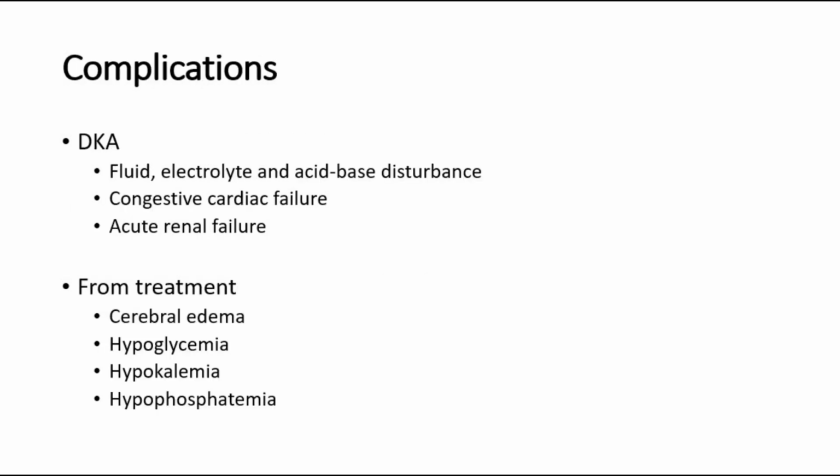Let's look at some of the complications of diabetic ketoacidosis. So it will cause fluid, electrolyte, and acid-base disturbance. It can also cause congestive cardiac failure and also acute renal failure. So there are some complications from the treatments as well. For example, cerebral edema, which actually cause a high mortality rate in child and adolescent cases.